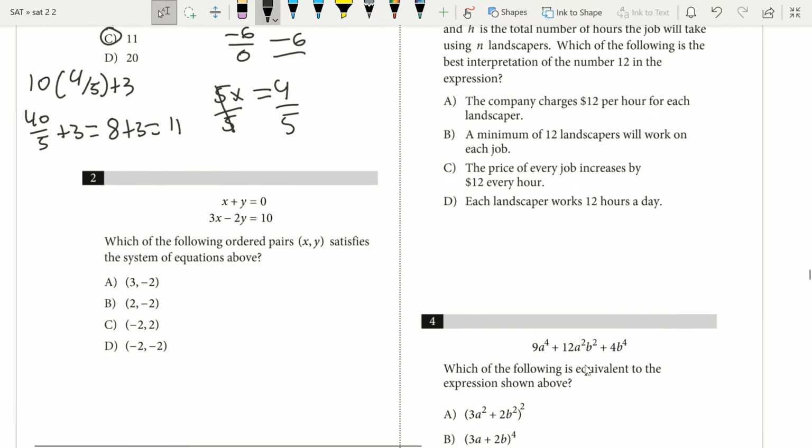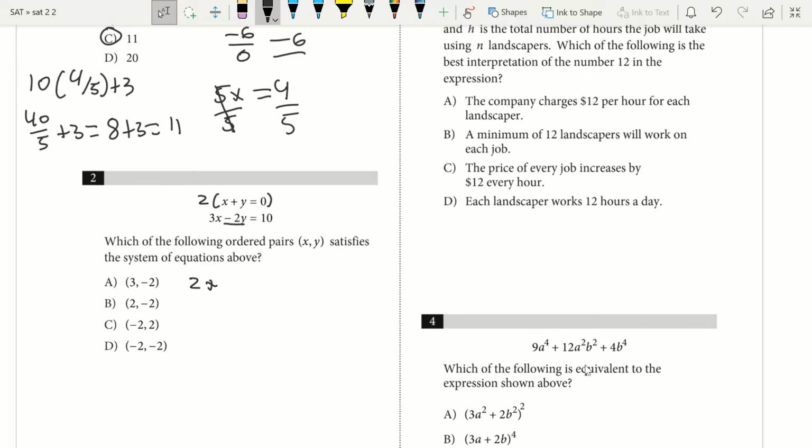Question 2. Which of the following ordered pairs, x and y, satisfy the system of equations above? Well, what I'm going to do is I see that we have a negative 2y right here. So I know if I multiply my top equation by 2, I will have 2y and then a minus 2y. So if I add them, I will be able to get rid of my y's and have x equal a number and solve for x. So I'll go ahead and do that.